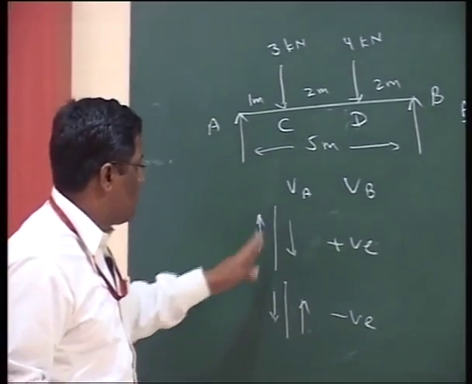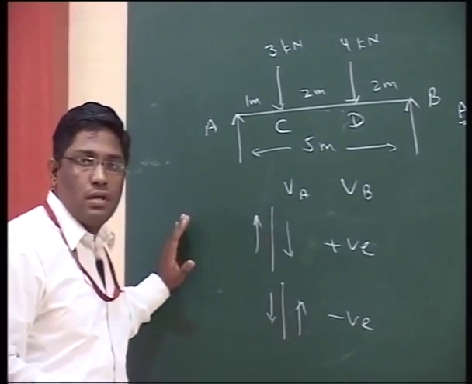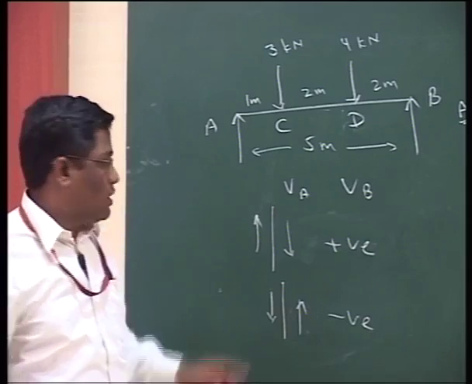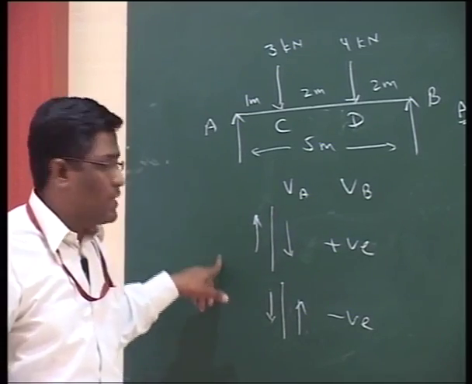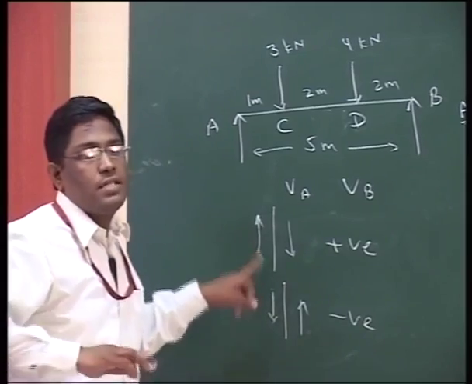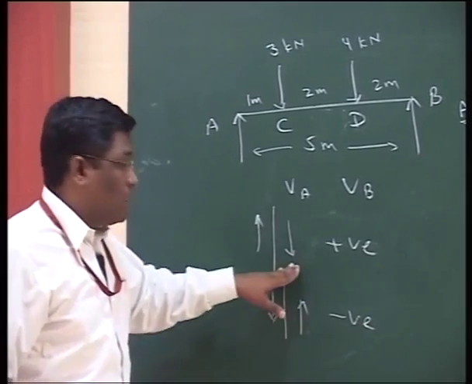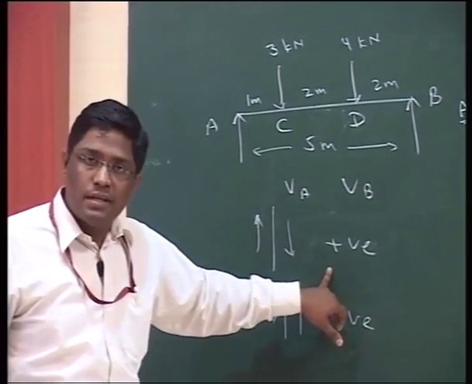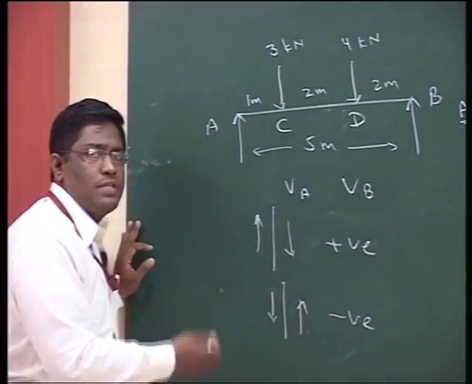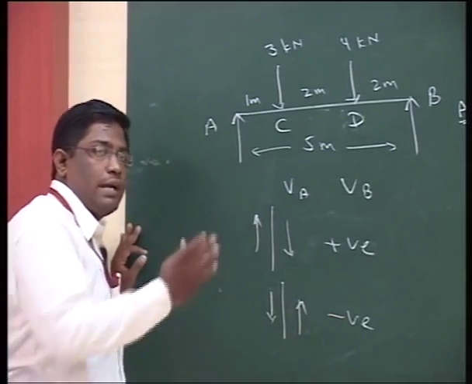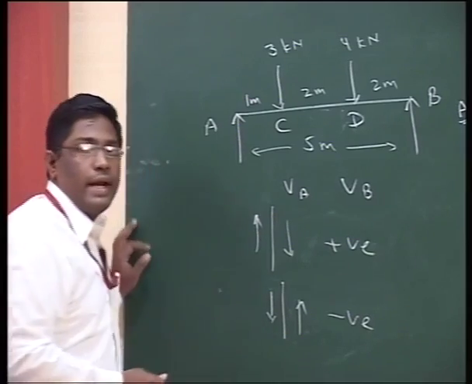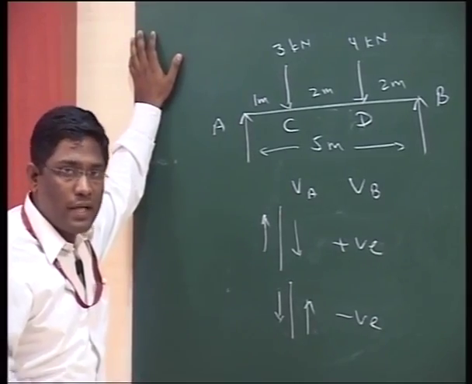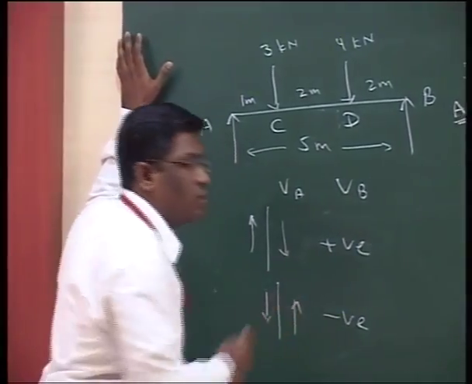In shear force convention, if the forces at any section are on the right side and upward, then they are positive, whereas if they are situated on the left side of the section and are downward, they will be called positive. In the same way, if any force is downward and situated on the left side of the section, then it will be negative. And if any force is situated on the right side of the section and is upward, then it is also negative.